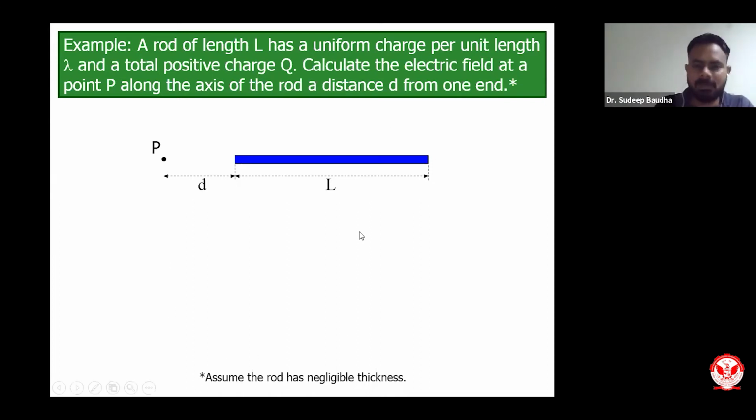So I have formulated the problem. The situation says I have a rod whose length is L. I have a point at a distance d from this end. And I have to find the electric field because of this rod, which will be felt at point P. I hope the formulation of the question is clear. Our assumption is that the rod has negligible thickness. I am not talking about a rod which is thicker. It is very, very thin. So I am going to find out the electric field at this particular point.